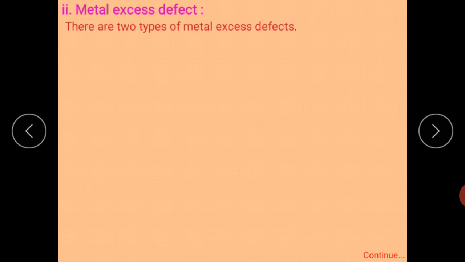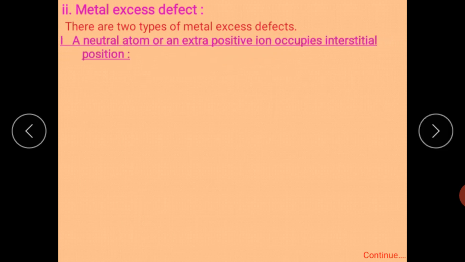Second is a metal excess defect. The first is a metal deficiency defect and the second is a metal excess defect. In this metal excess defect, there are again two types. First, a neutral atom or extra positive ion occupies the interstitial position. In this case, the neutral atom or extra positive ions occupy the interstitial position.